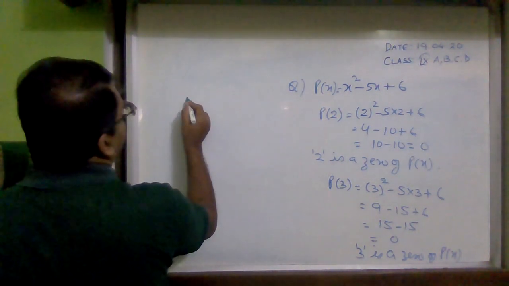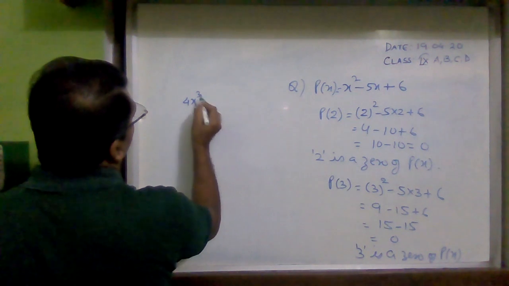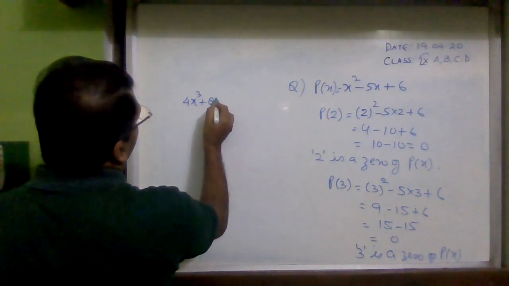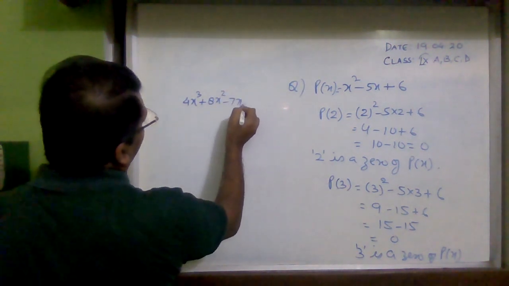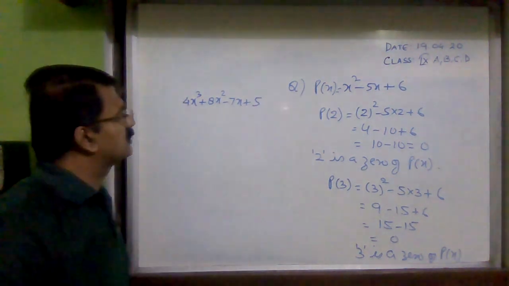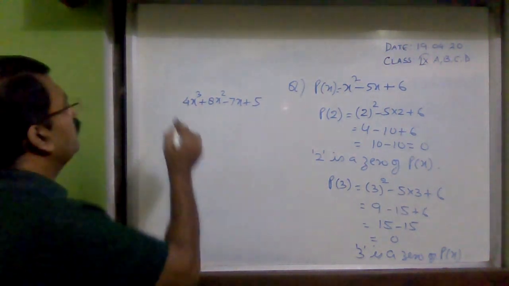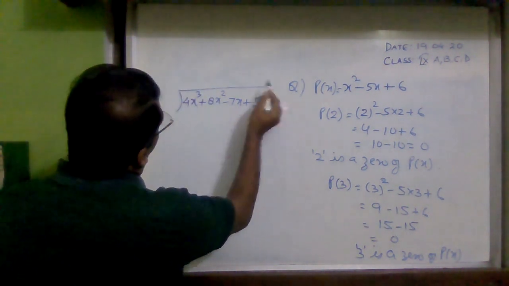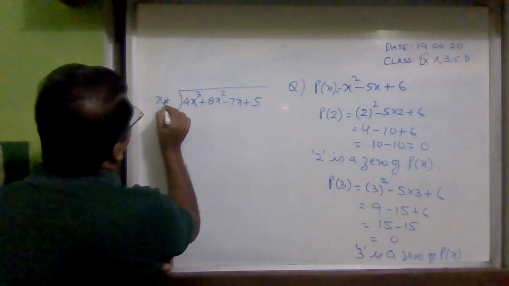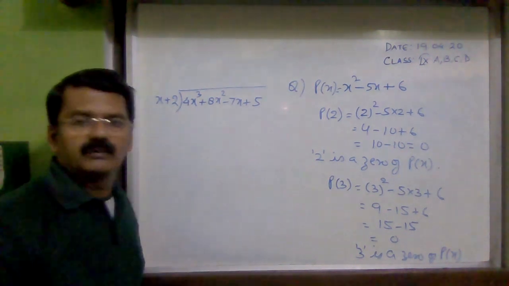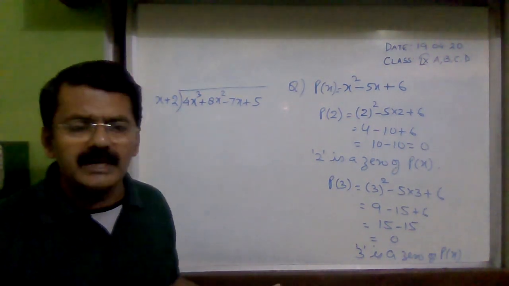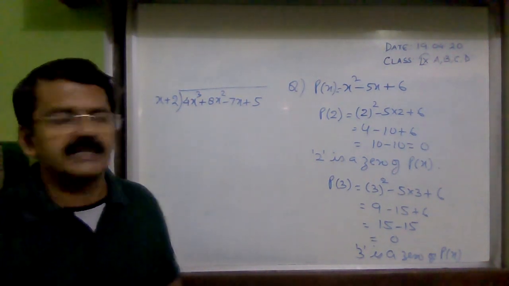Suppose there is an expression 4x cube plus 8x square minus 7x plus 5. Definitely it is also a polynomial, and you can see it is a cubic polynomial. Now we are going to divide this cubic polynomial by x plus 2. Simple division that you have done in junior classes also.